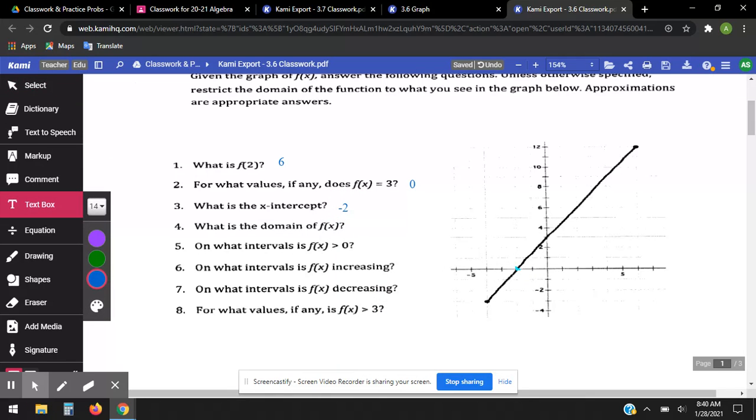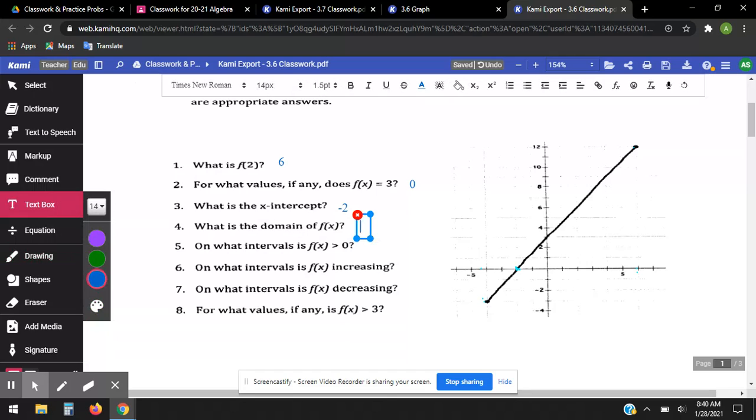Okay, next, what is the domain of f of x? Well, if we look over here, it starts over here at -4, and it goes over here to 6. So the domain is going to be brackets, because it's including them, -4, comma, 6, end bracket.